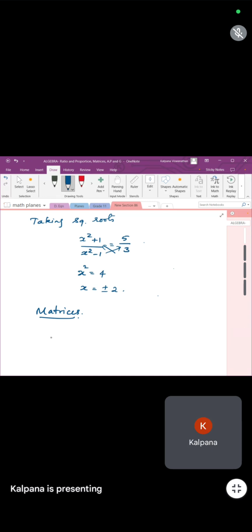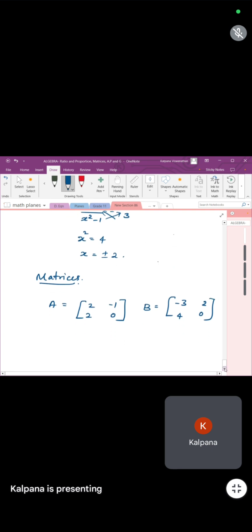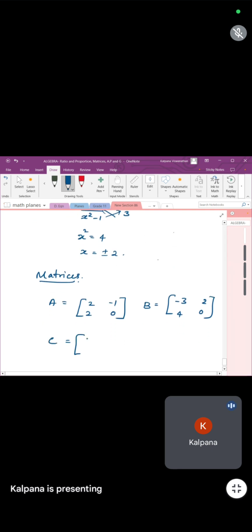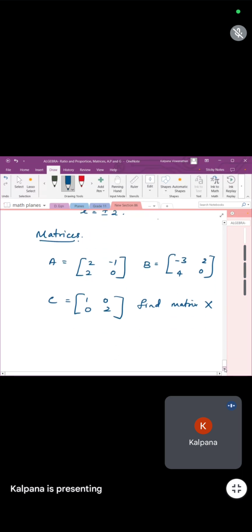Now I'll give you a matrix problem. If matrix A is [2 -1; 2 0], matrix B is [-3 2; 4 0], and matrix C is [1 0; 0 2], find matrix X such that A + X = B + C.